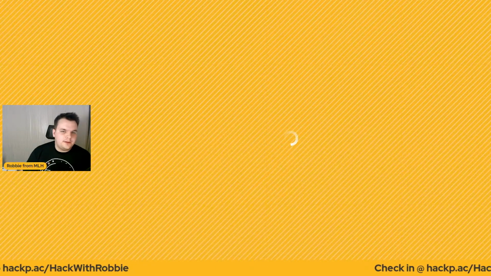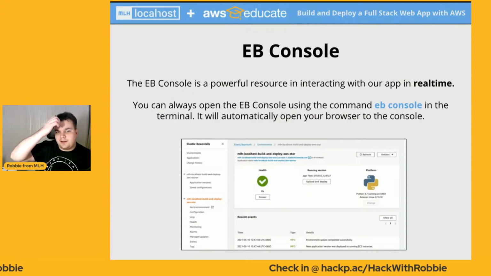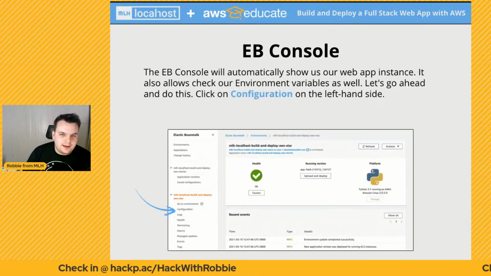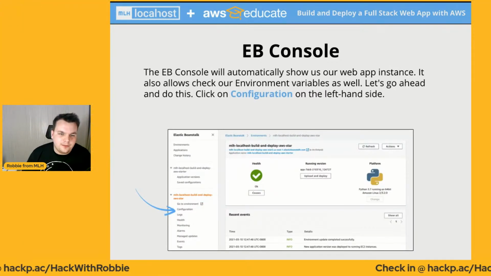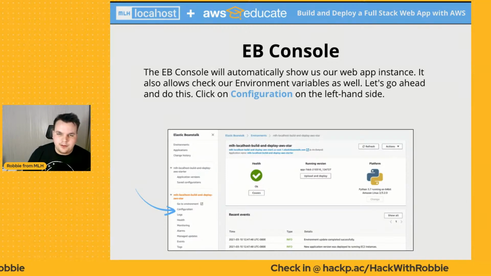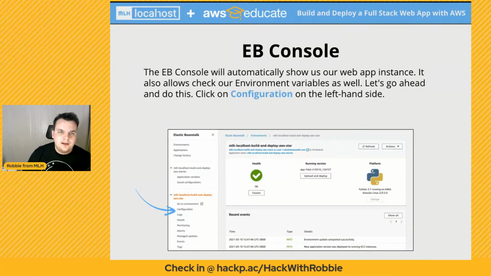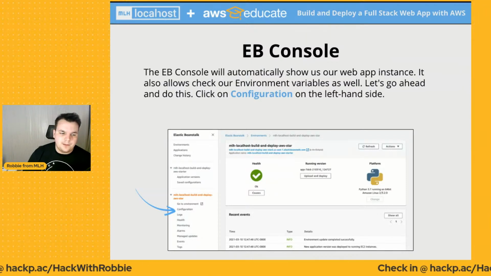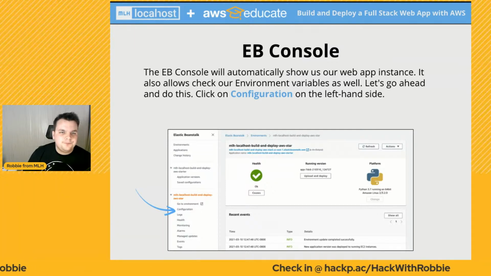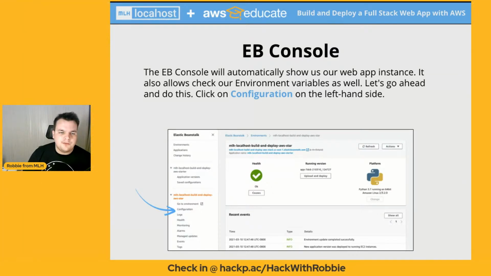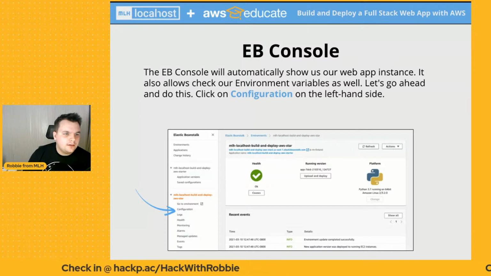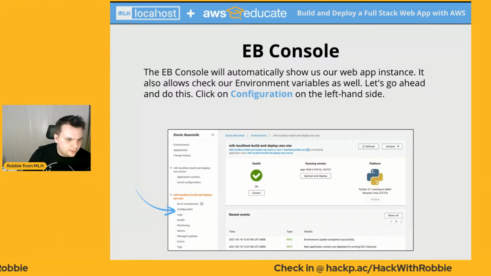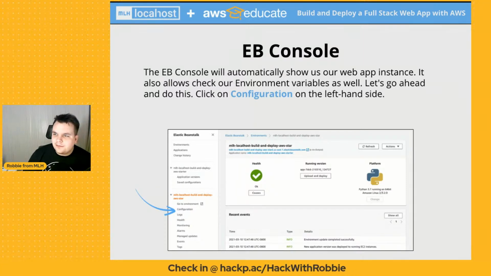Flick back to these slides. So here you go. The official line is the Elastic Beanstalk console is a powerful resource in interacting with the app in real time. Who would have thought? Once we're in here, we need to configure those environment variables. Remember how earlier we put them in our .env file? That's great for local development, but not so good for remote, like production, right? You can do it for production, but not with Elastic Beanstalk. So where are we going to find environment variables?